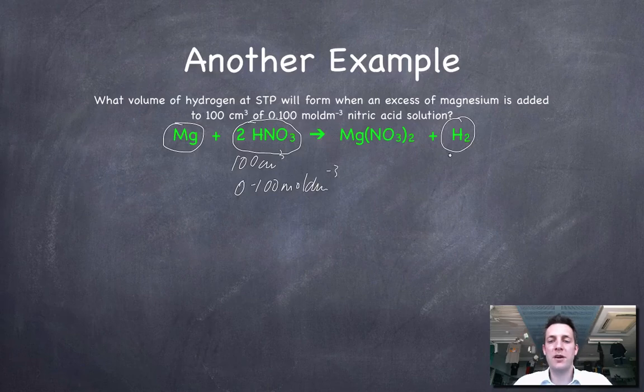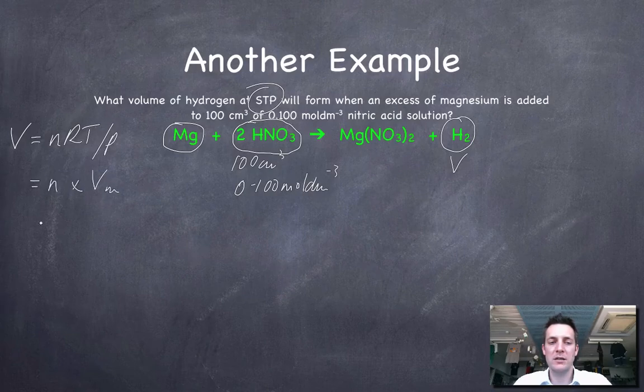Okay, I'm asked to find the volume of hydrogen. Remember, this is at STP, so we could use V equals nRT over P, but we don't have to bother because it also equals the number of moles times the molar volume at STP, which equals the number of moles times 22.4. However, I don't know the number of moles of hydrogen. I only know that it's related to other things. Magnesium is in excess, so I'm not going to relate the number of moles of hydrogen to the number of moles of magnesium. I'm going to relate it to the thing that's going to run out.